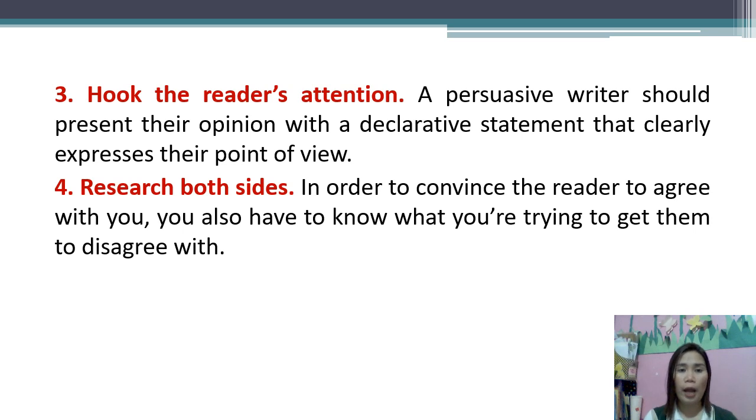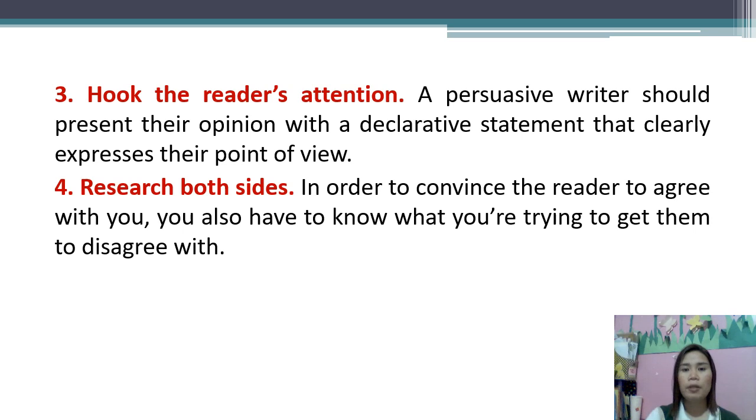Next, number three, we have hook the reader's attention. So a persuasive writer should present their opinion with a declarative statement that clearly expresses their point of view. So start with a fact, research findings, or any evidence that explicitly states information. Okay.